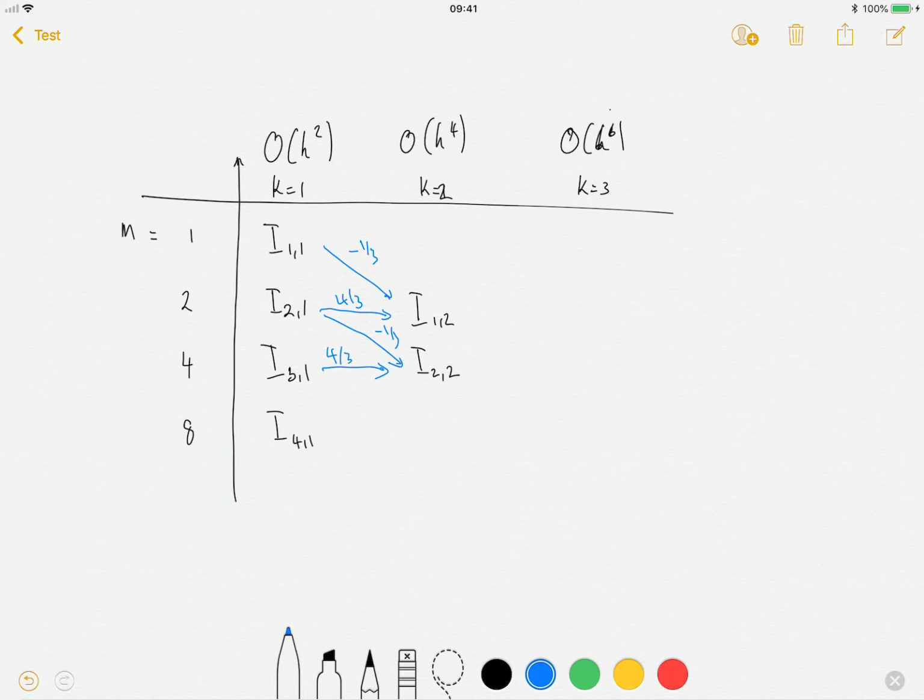Okay, now that I have these 2 points, I can calculate another more accurate integral that is using weights minus 1/15 and 16/15. And that will give me I1,3. So you can see how the weights are used to generate or to improve our estimates of the integral.